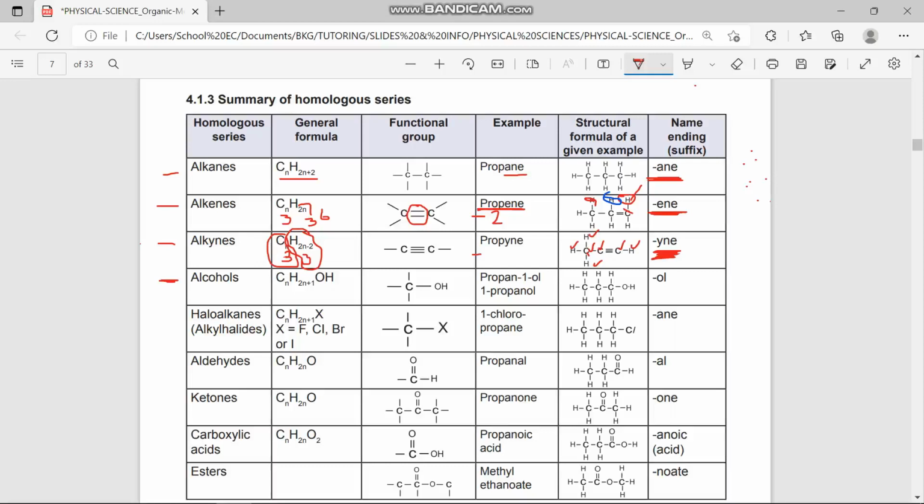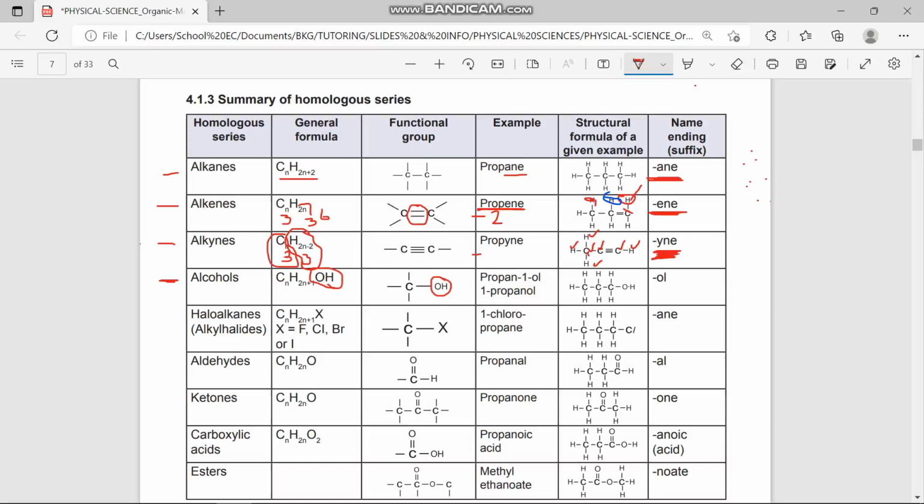Let's go straight to the general formula. The general formula for alcohol is CnH2n+1OH. You must know that alcohols have an OH group. This is its functional group: the C atom is also going to bond with an OH group, oxygen and hydrogen. So alcohols have OH.